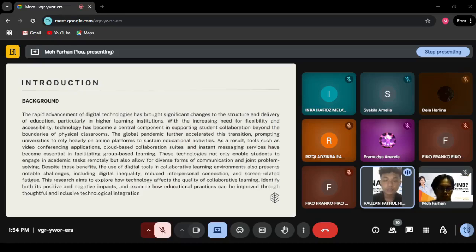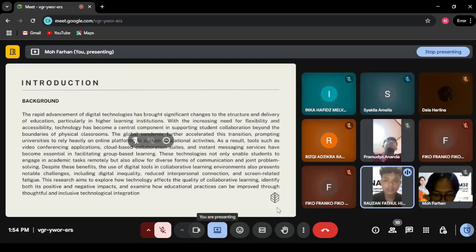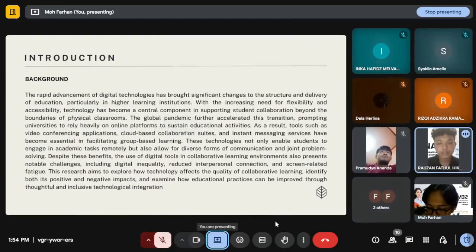activities. As a result, tools such as video conferencing applications, cloud-based collaboration suites, and instant messaging services have become essential in facilitating group-based learning. These technologies not only enable students to engage in academic tasks remotely, but are also used for diverse forms of communication and joint problem solving. Next slide, please.